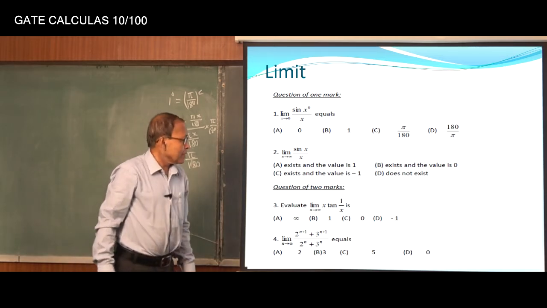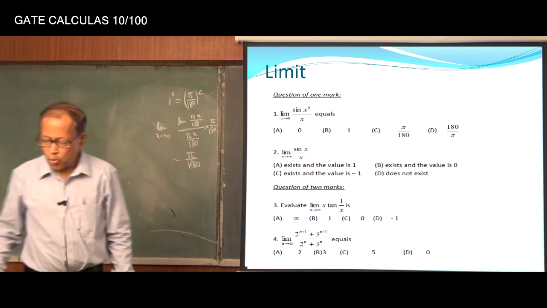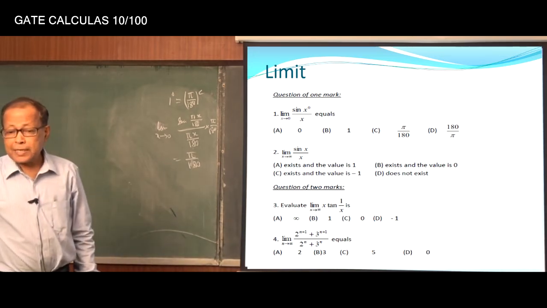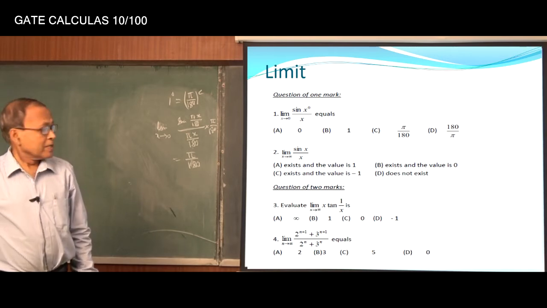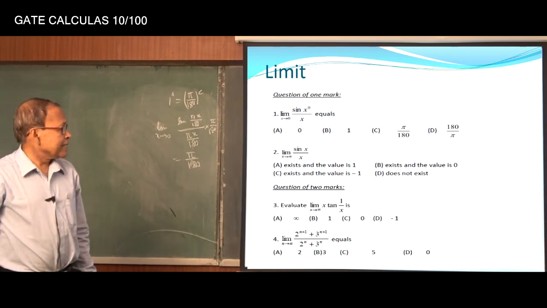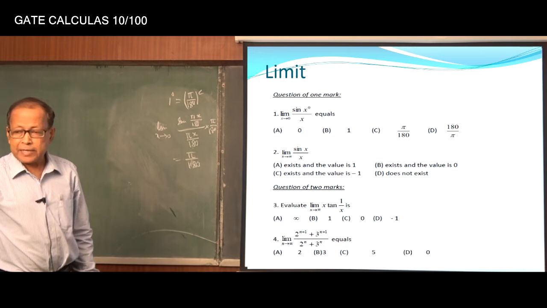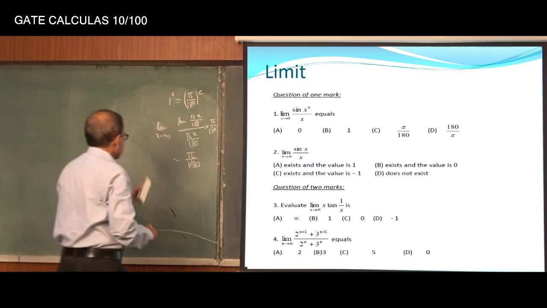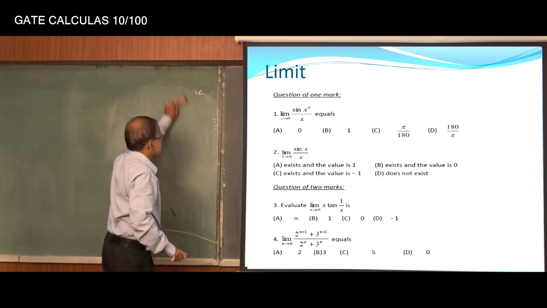The second problem is also a question of 1 mark, where instead of x tends to 0, we have written x tends to infinity. So, you cannot write it as 1 readily, because if x tends to 0, that is 1, but you cannot write 1 as x tends to infinity.